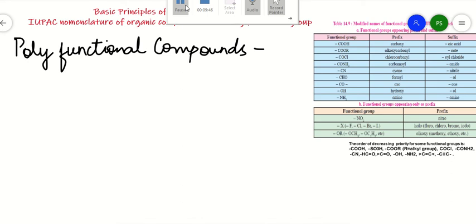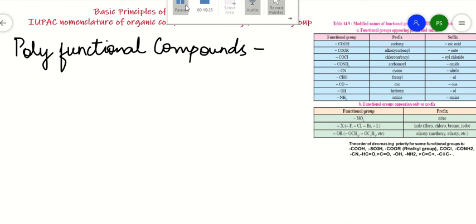When there are two or more different functional groups, one of them will be selected as the principal functional group and the others will be treated as substituents. I repeat, when there are two or more different functional groups in one organic compound, one of them is selected as the principal functional group and the others are selected as substituents. The principal functional group is used as suffix for the IUPAC name, while the substituents are written with their appropriate prefixes.